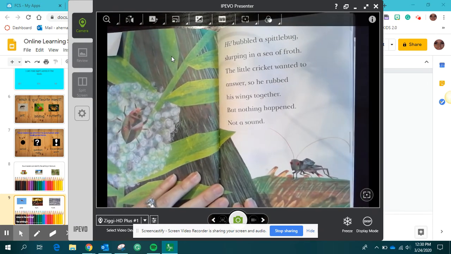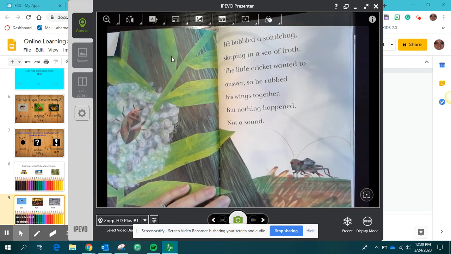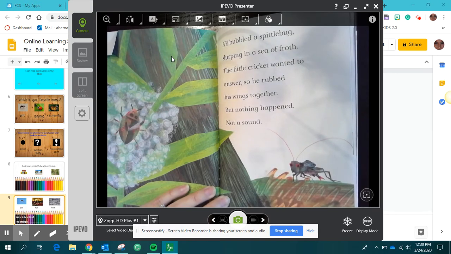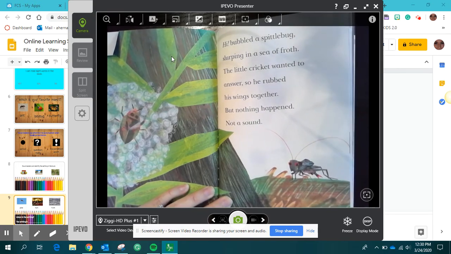"Hi," bubbled a spittlebug, slurping in a sea of froth. The little cricket wanted to answer, so he rubbed his wings together, but nothing happened, not a sound.